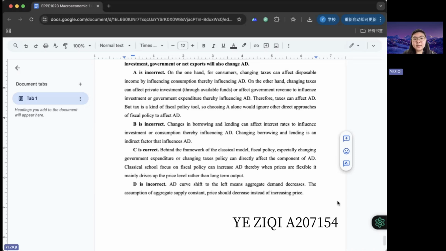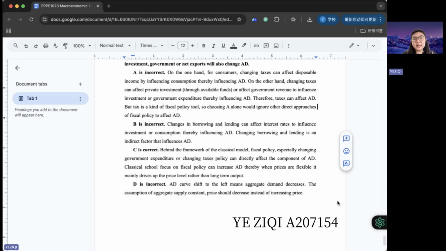B is incorrect. Changes in borrowing and lending can affect the interest rate to influence investment or consumption, thereby influencing AD. Changing borrowing and lending is an indirect factor to change AD. So C is correct. Within the framework of classical models, fiscal policy, especially changing government expenditure or changing tax policy, can directly influence AD. Classical schools focus on the policy.